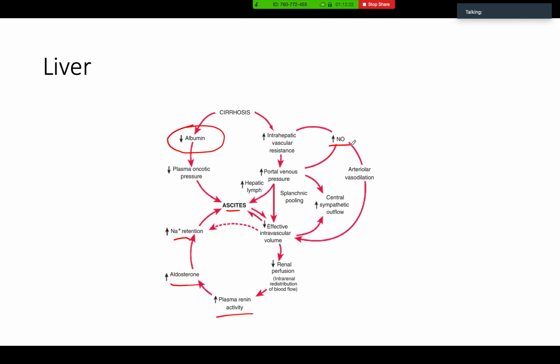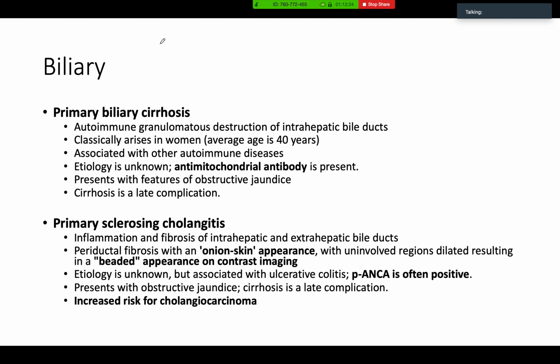Okay. Great. So last is our biliary system. Two big problems with our biliary system that I want you to know and not get confused about. Primary biliary cirrhosis. Primary sclerosing cholangitis. The reason that these two have names that are very similar is because a lot of these doctors hate medical students and they want us to be sad. But we're not going to be sad because we're not going to get them confused.